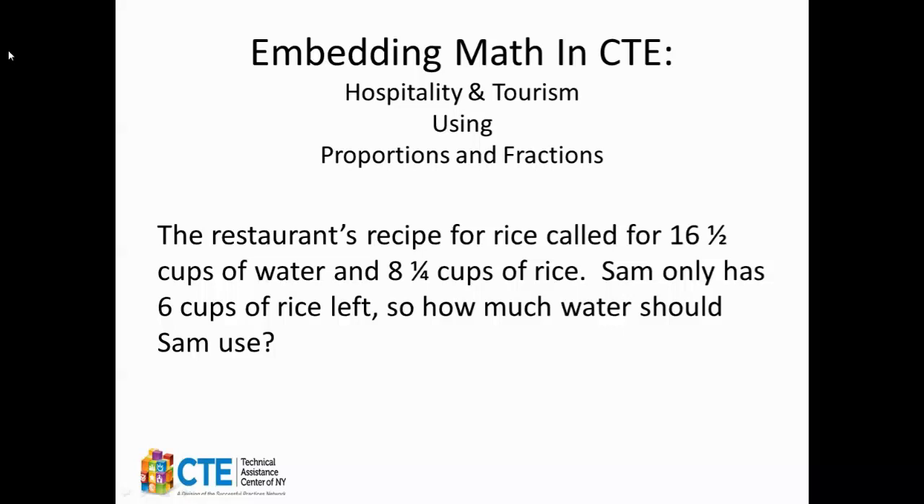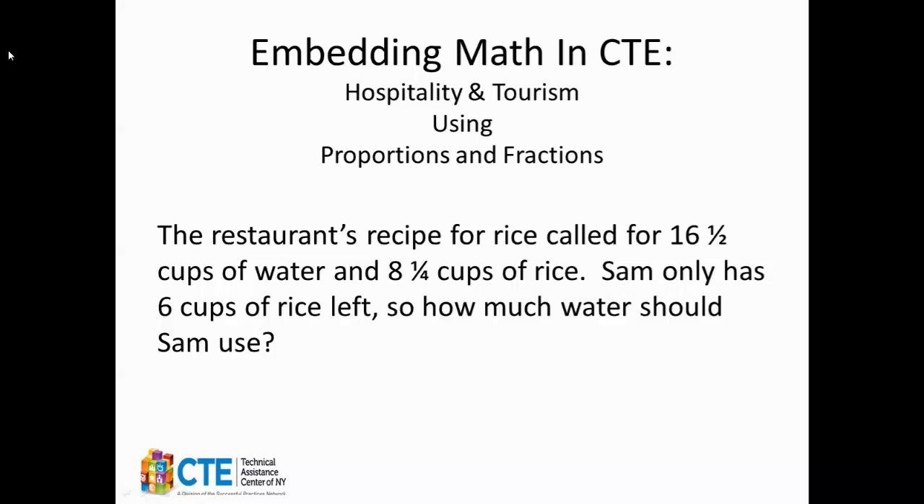So for another example, we have hospitality and tourism. We can look at a restaurant's recipe for rice. And again, we'll do some proportions, but also introduce fractions. This one is based on a recipe for rice that calls for 16 and a half cups of water and 8 1/4 cups of rice. But Sam only has 6 cups of rice left, so how much water should he use? Now he's got to use proportions to figure this out.